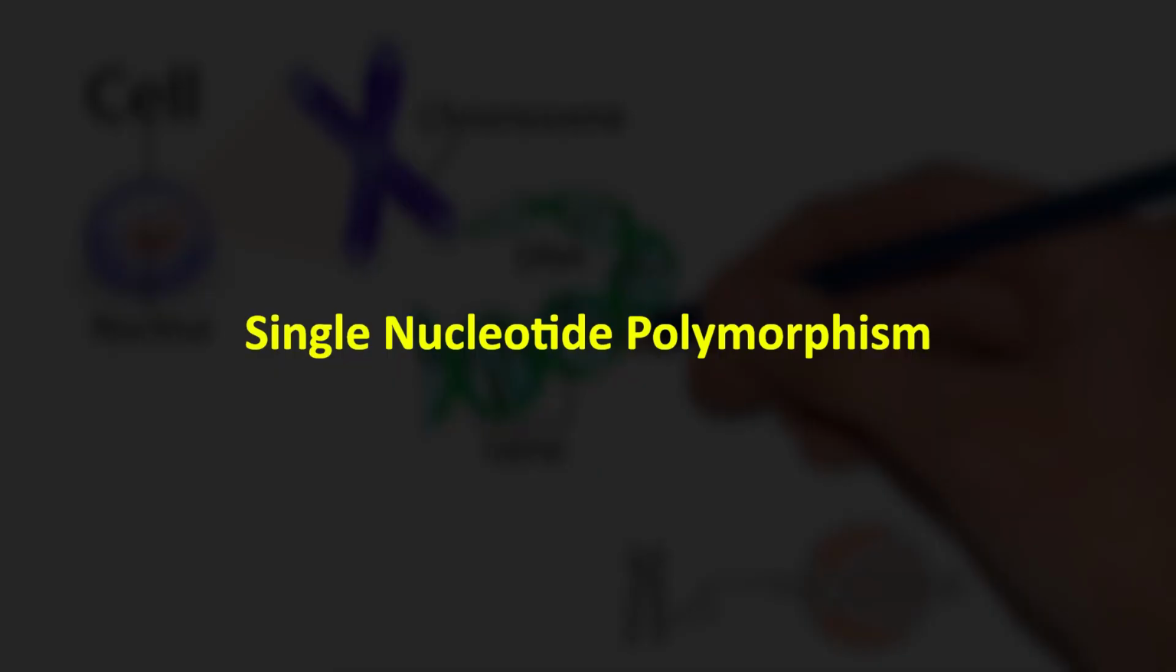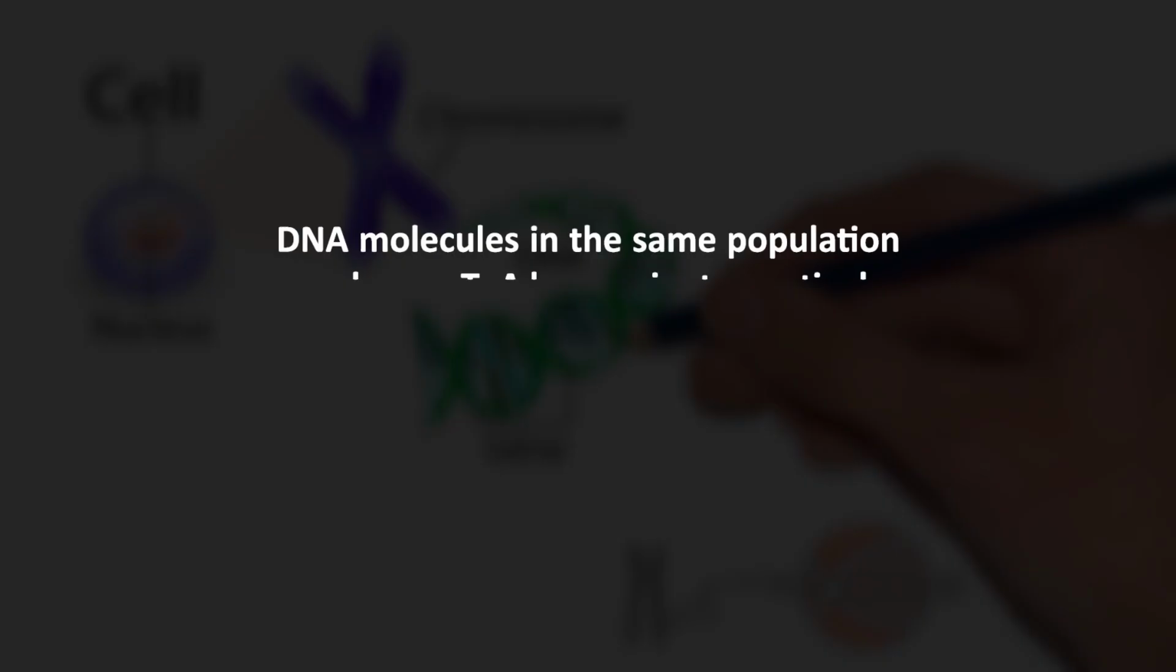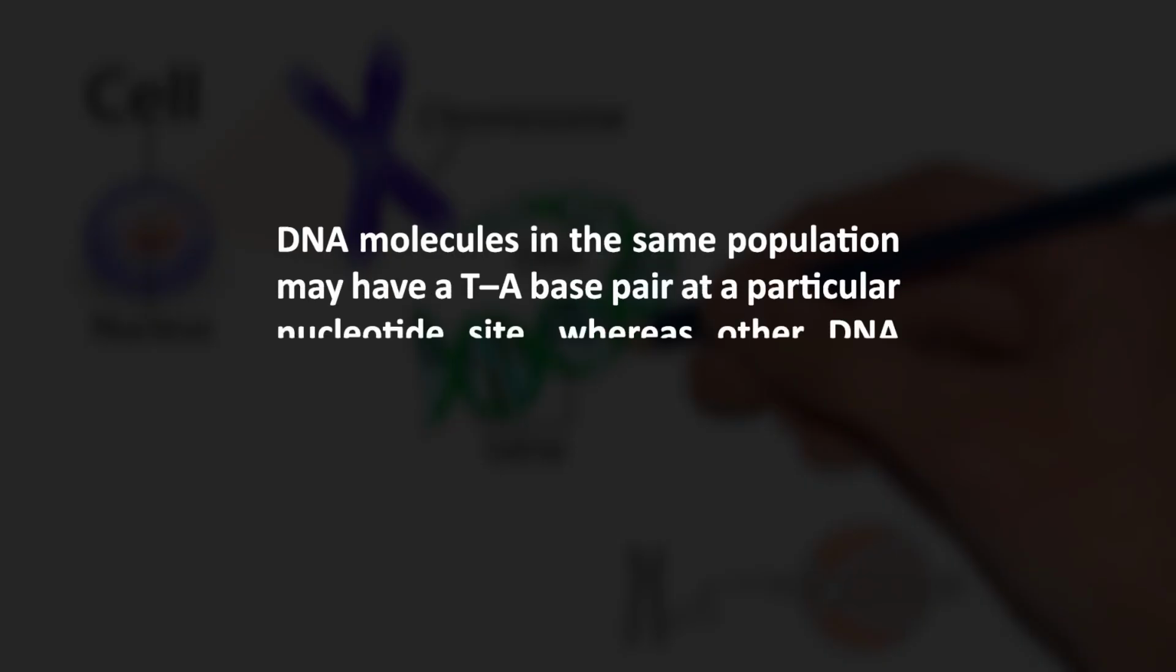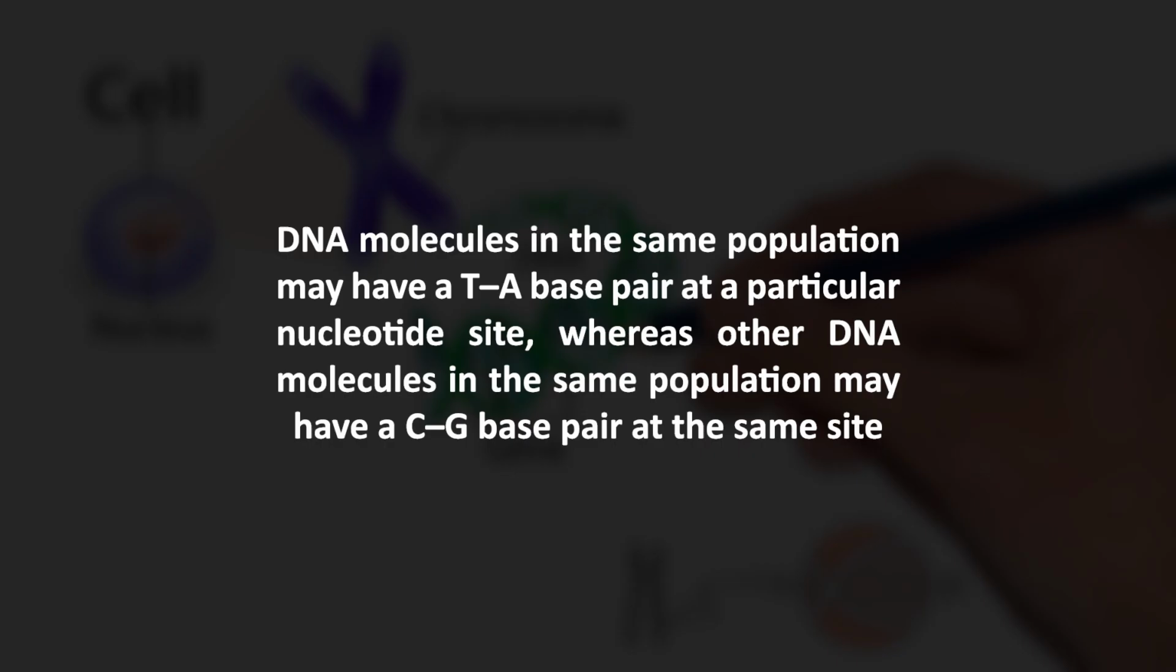Dear students, let's now discuss the single nucleotide polymorphism. A single nucleotide polymorphism is present at a particular nucleotide site. The DNA molecules in the population often differ in the identity of the nucleotide pair that occupies the site. For example, some DNA molecules in the same population may have a TA base pair at a particular nucleotide site, whereas other DNA molecules in the same population may have a CG base pair at the same site. This difference constitutes an SNP.